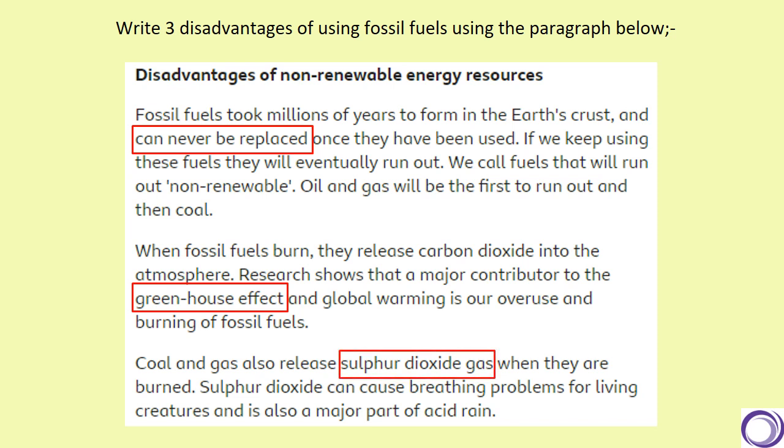And the last one is pollution. Coal and gas, actually, and oil as well, to be honest. Gas produces the least of all 3. Releases sulfur dioxide when you burn it, so that causes acid rain. It can cause asthma as well in highly polluted areas, so it's a major cause of acid rain. So it's the pollution that it causes when it's burnt is the third disadvantage.